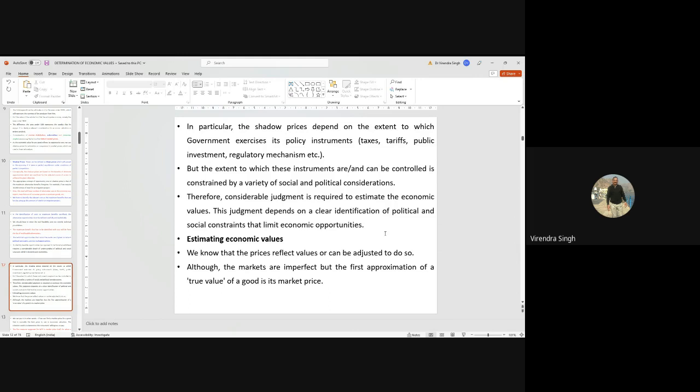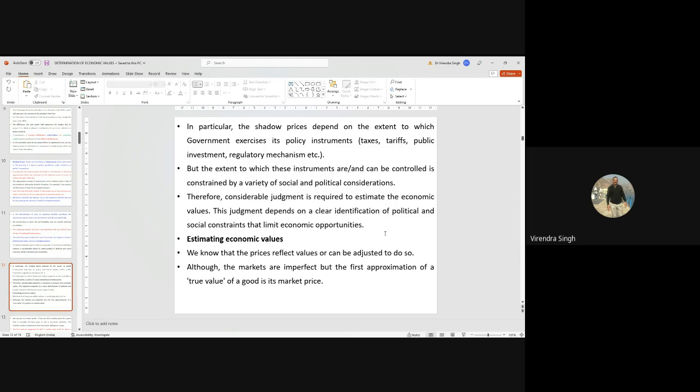But the extent to which these instruments are and can be controlled is constrained by a variety of social and political considerations. Therefore, considerable judgment is required to estimate the economic values. This judgment depends on a clear identification of the political and social constraints that limit economic opportunities.